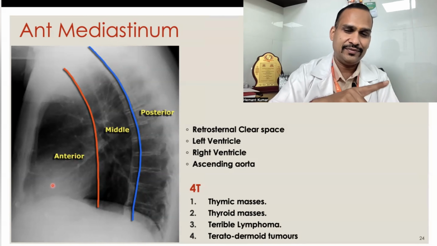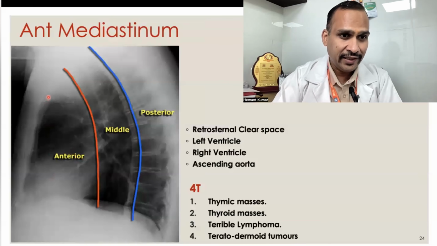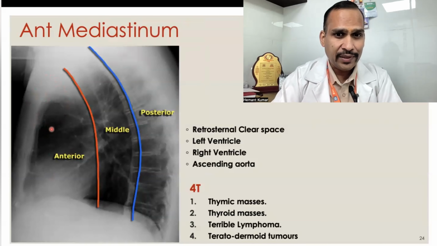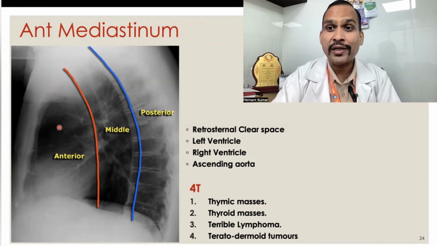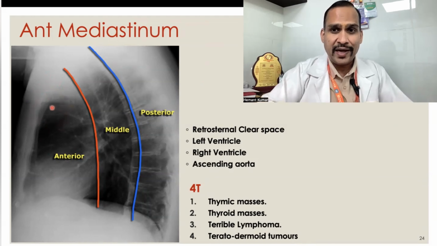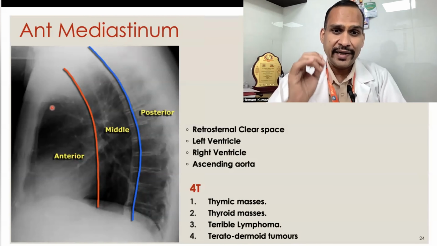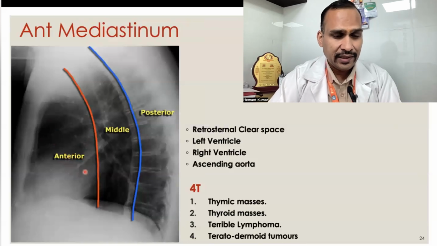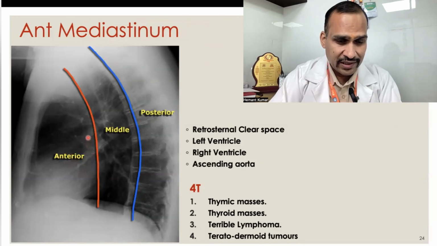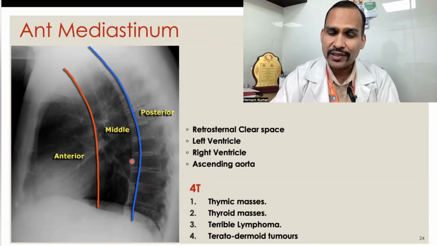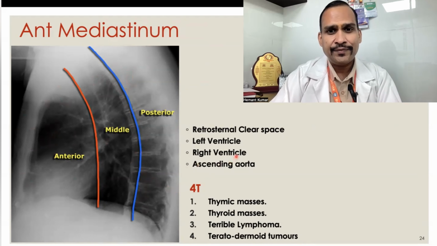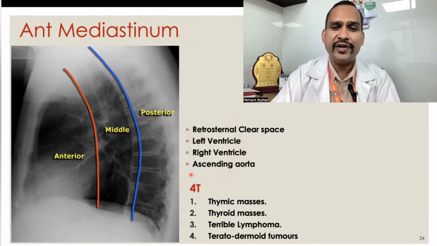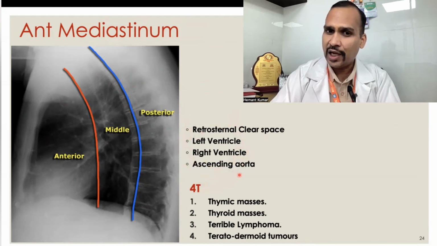Anterior mediastinum. Don't forget. Okay. Then this is the substernal space or retrosternal space, the area behind the sternum, that is the anterior mediastinum. Then this is the heart. This is the ascending aorta, it goes like this, and going to posterior, middle and posterior. So what is there in the anterior mediastinum? Retrosternal area, heart, that is left ventricle, right ventricle, and ascending aorta.